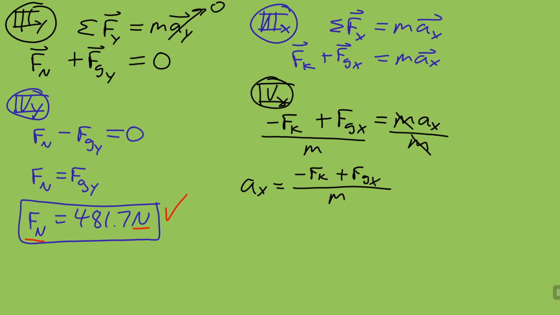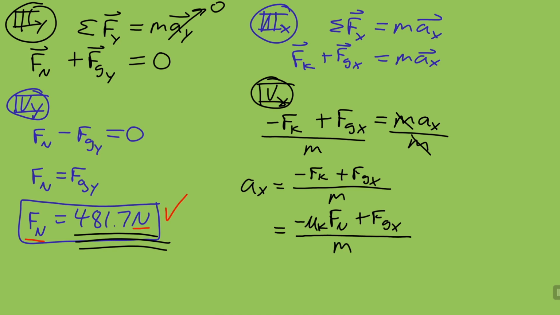F sub k, again, look at the footer at the bottom of the page and go to the formula for that. F sub k is equal to mu sub k, the minus is there separately, times the normal force, which is the number we figured out in part A, plus f sub gx. All of this divided by m. So now we have to go to the numbers.